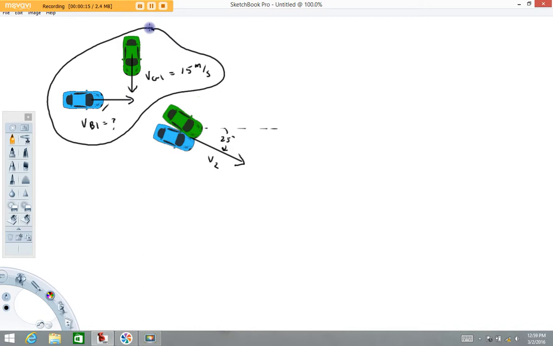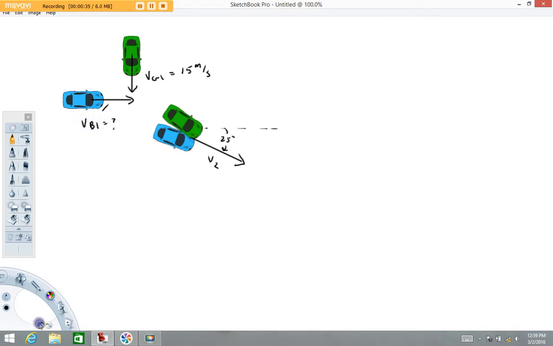We have two cars. This is a picture, imagine an instant before an impact, where this green car is moving, we'll say southward with a velocity of 15 meters per second, and that's the velocity I call VG1 for velocity green car picture 1. The blue car is moving east at an unknown velocity that I called VB1.